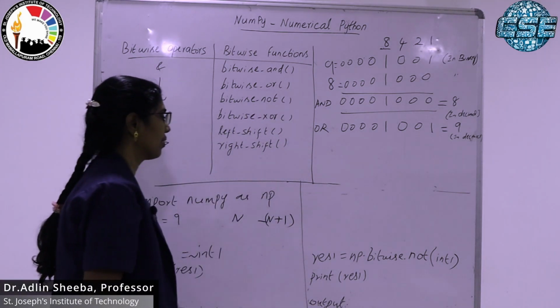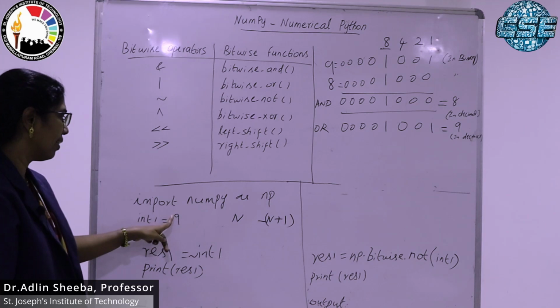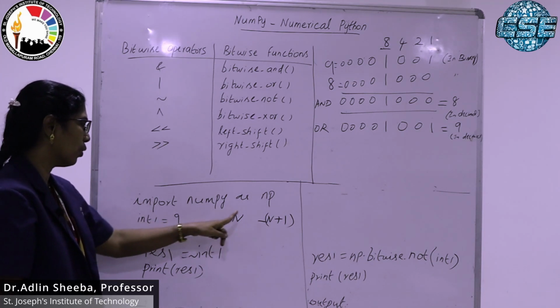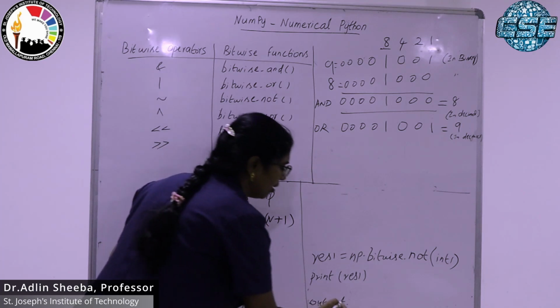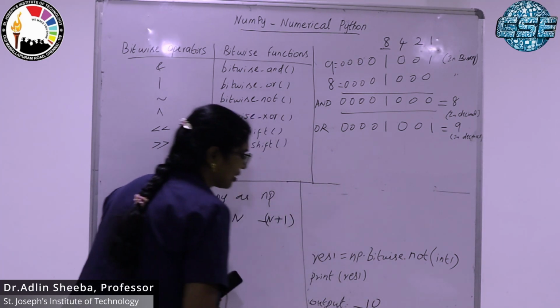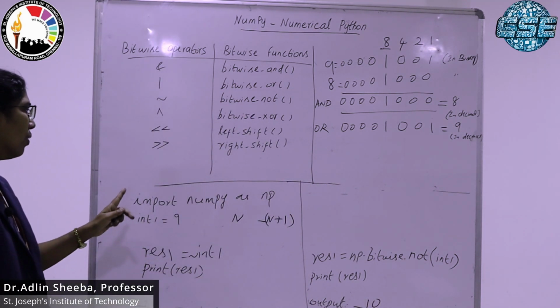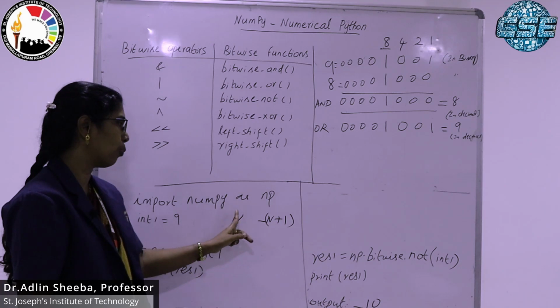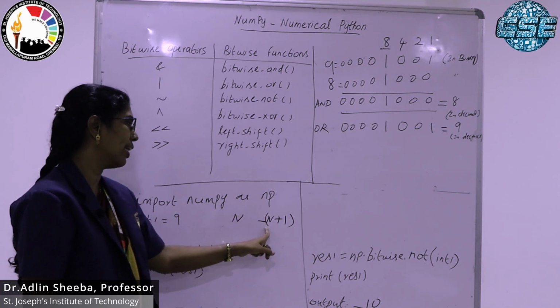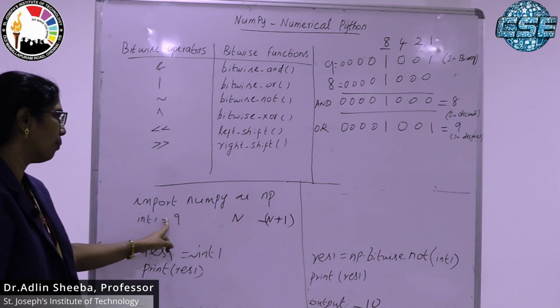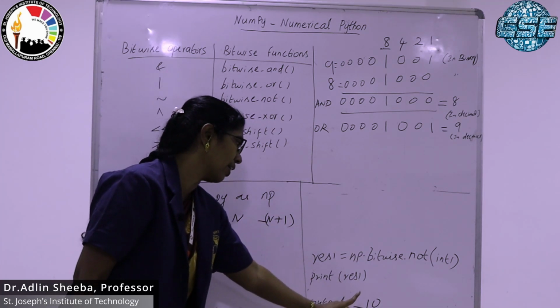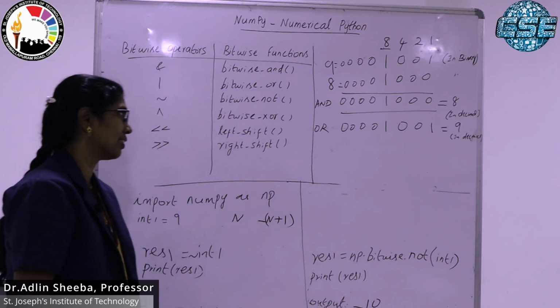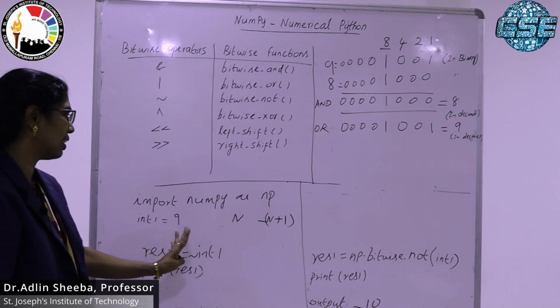Now let us see. What is n? n is 9. So the output is 9 plus 1, which is 10. Then we have to put the minus symbol, so the output is minus 10. So this is the calculation. If n is the number, the output of NOT is minus of n plus 1. 9 is the number, n plus 1 is 10, so minus 10. We have minus 10 as the answer for bitwise NOT.